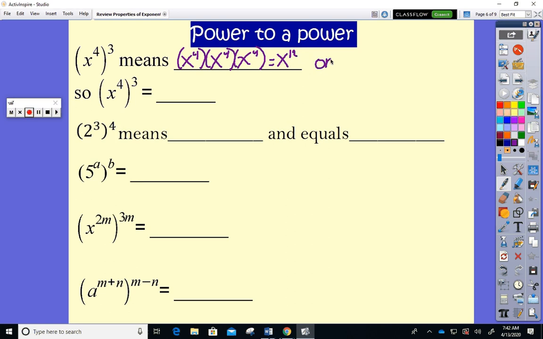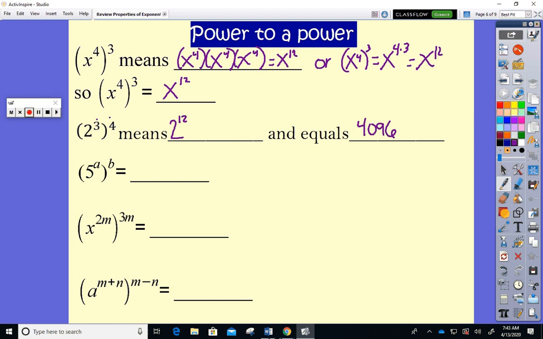Now I can say that x to the 4th to the 3rd means to multiply the exponents. 4 times 3 is 12. So that will probably be faster. So x to the 4th to the 3rd means x to the 12th. Now, what does 2 to the 3rd to the 4th mean? Well, again, leave the base alone. Just multiply the exponents, and 3 times 4 is 12. And 2 to the 12th, now that's a large number. I'm using my calculator and getting 4,096 for that.